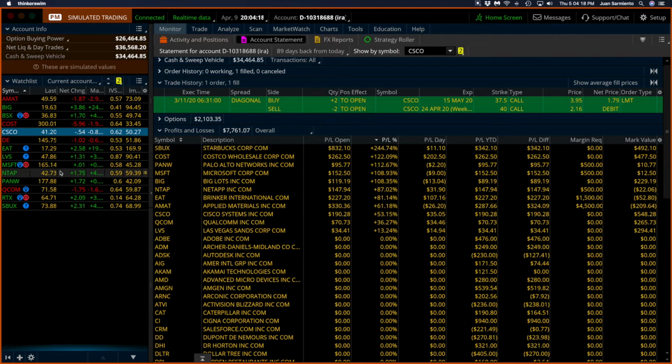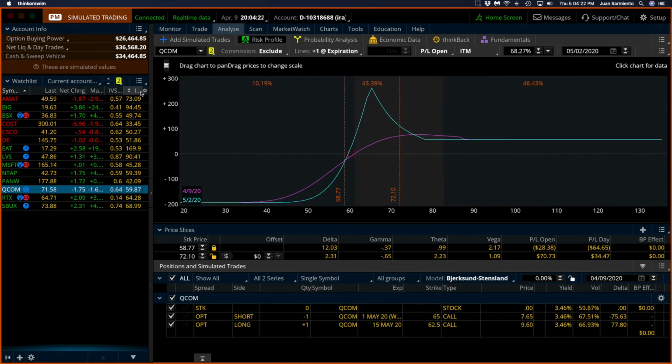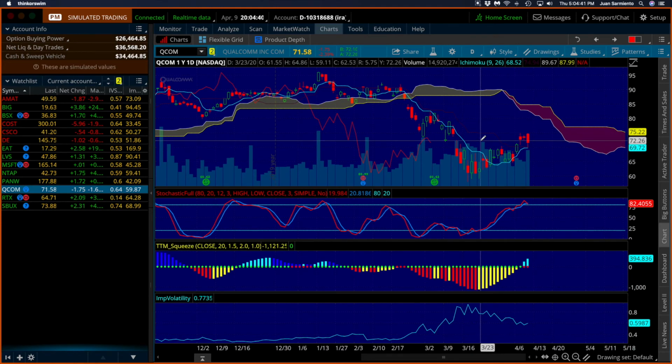And Qualcomm. Same kind of thing. We're right here in the cone. That's nice. Nice place to be. 71, 72.10. That's after hours going a little higher. That's a nice spot to be too. And no sell signal yet.